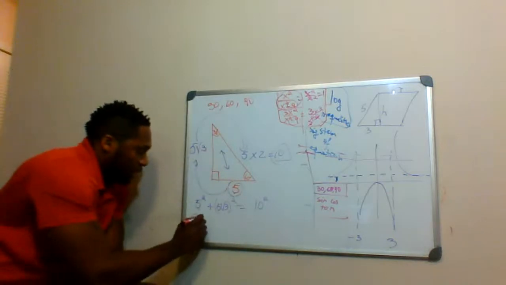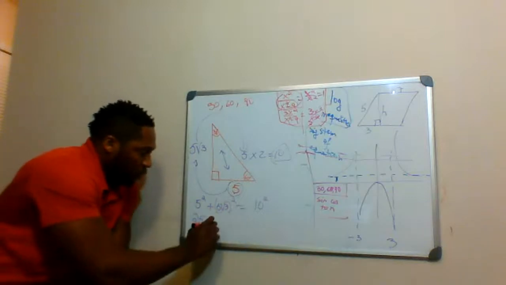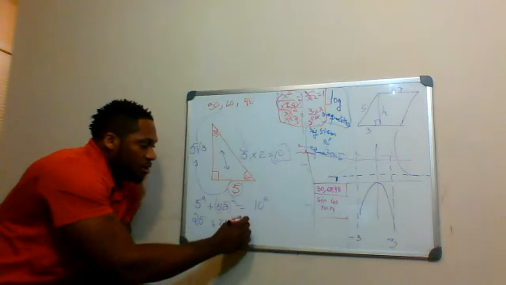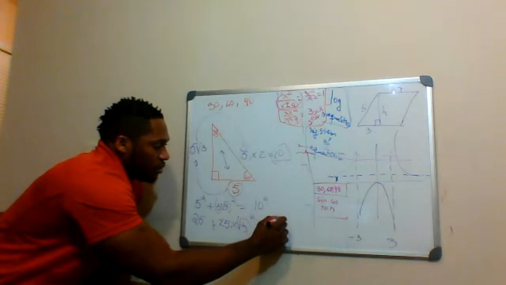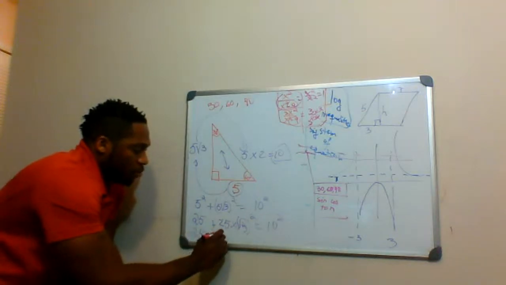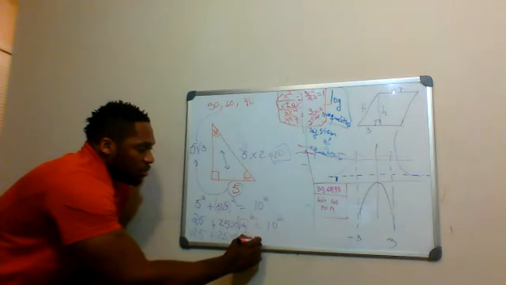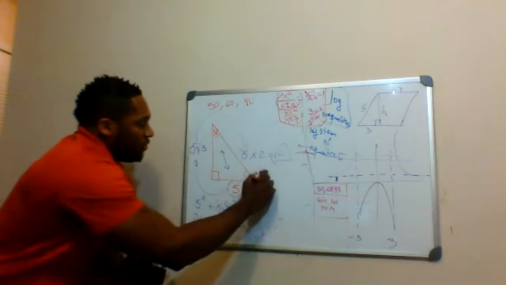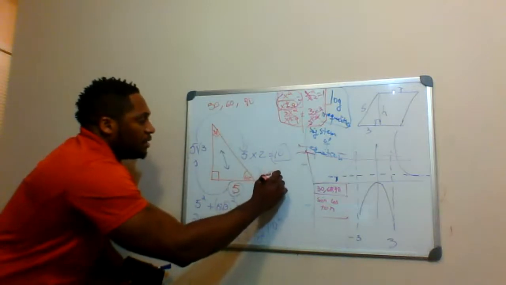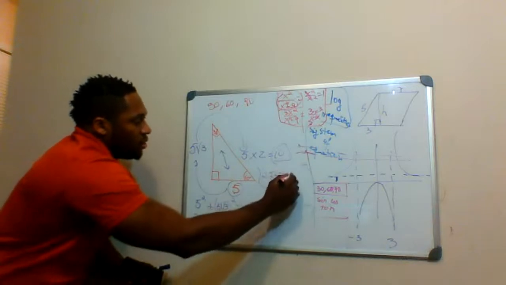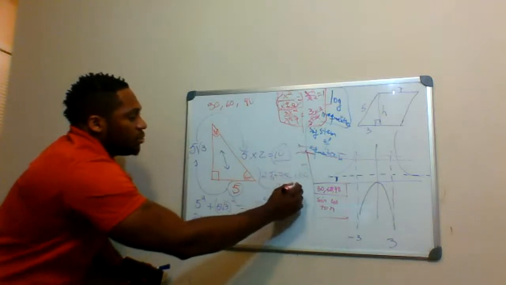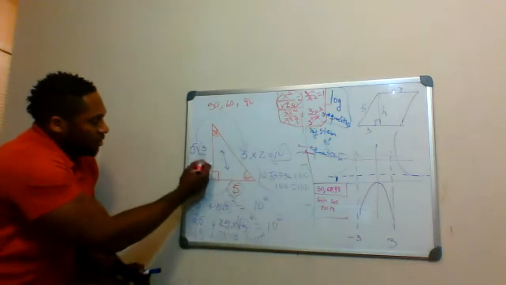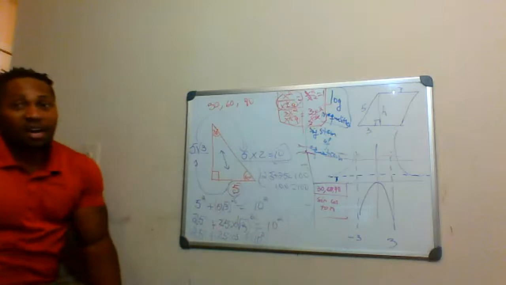5 squared is 25. 5 square root of 3 squared is 25 times the square root of 3 squared. The square root of 3 squared is 3, right? So 25 times 3 is 75. Then 25 plus 75 is 100, and 10 squared is 100. So 100 is equal to 100. That proves that if we have a 30, 60, 90 triangle and that side is 5, this is 5 square root of 3, and this is 2 times 5.